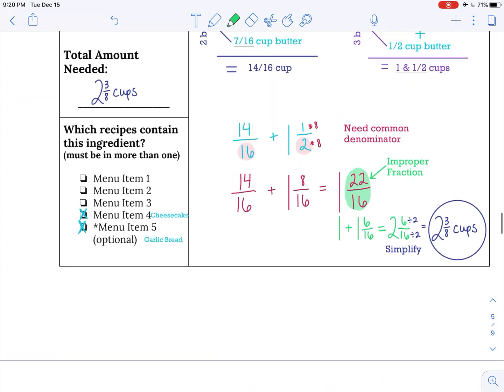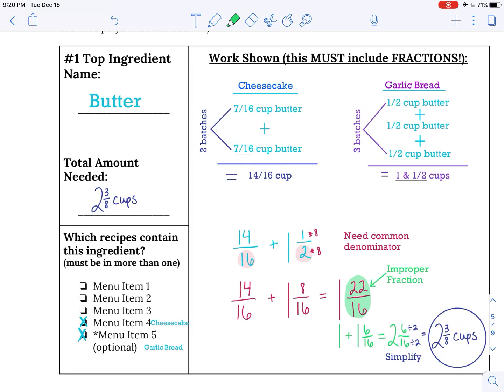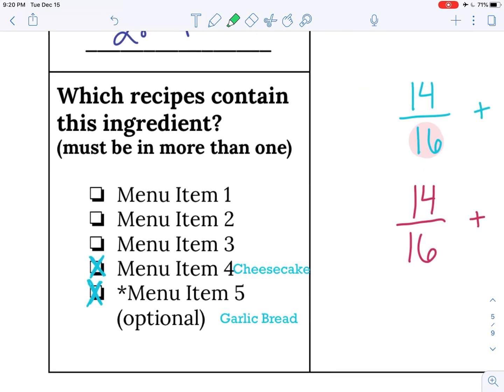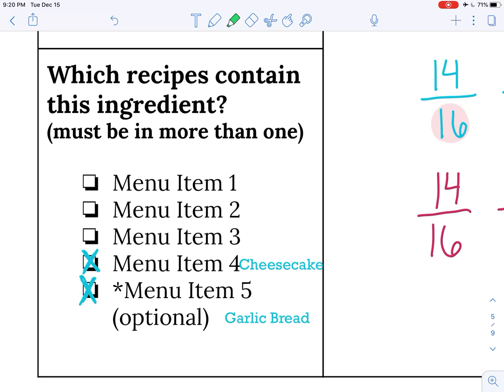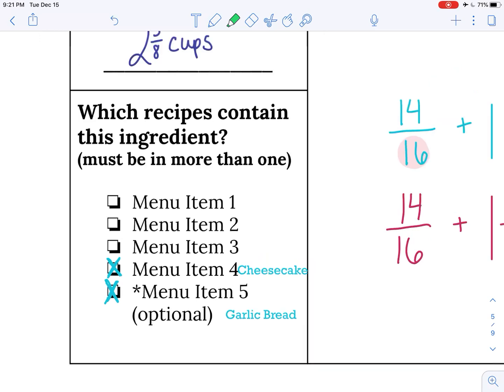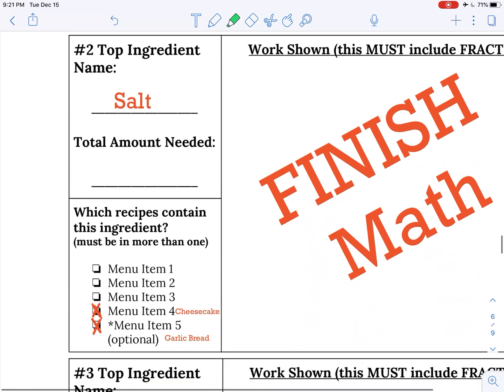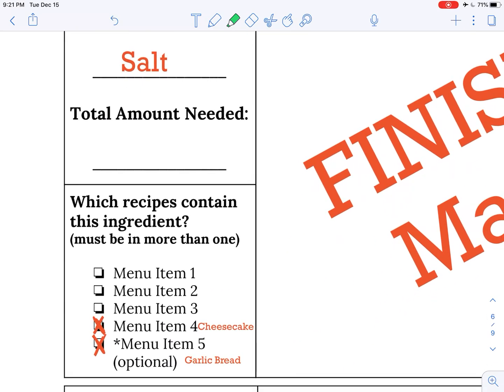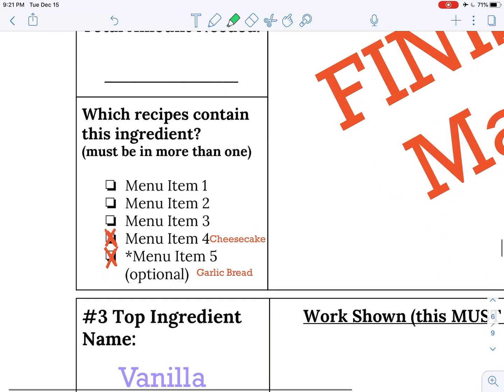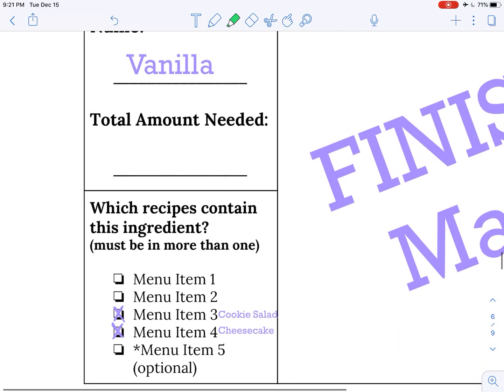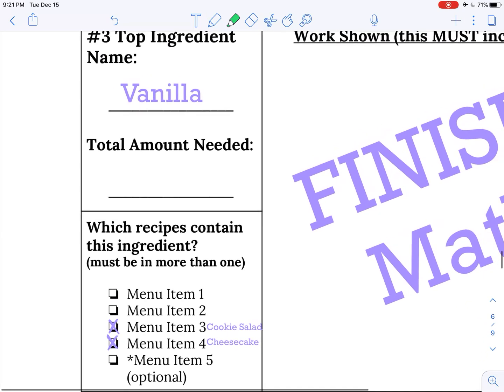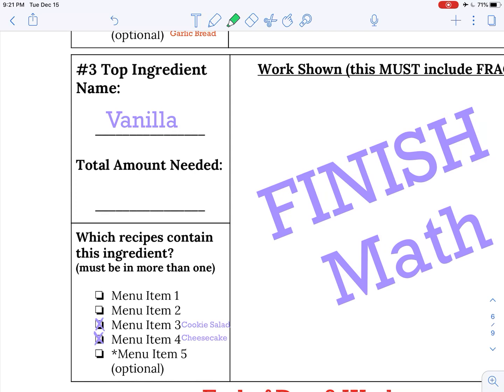And then it's probably a good thing to just start by checking off which recipes contain this ingredient, so if you zoom in on this box here. For butter, you can see I marked item number 4 and 5, which was the cheesecake and garlic bread. Salt was in my cheesecake and garlic bread as well. And then vanilla is in my cookie salad and my cheesecake. So you can see how all of my top ingredients were in more than one recipe.